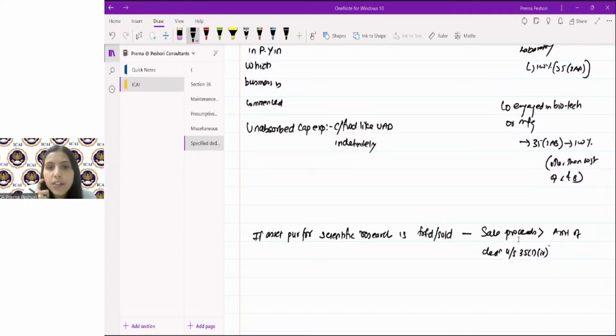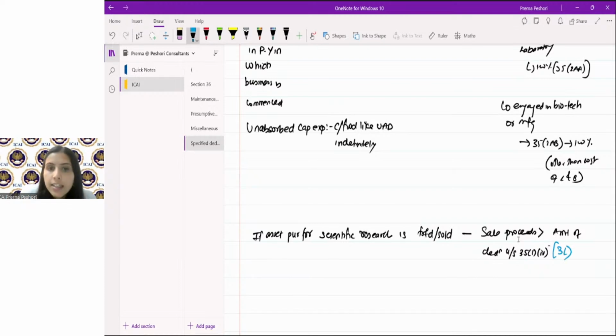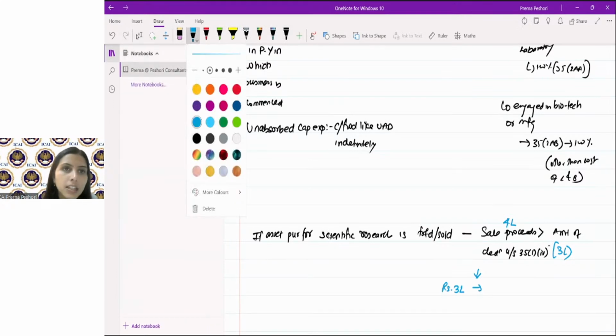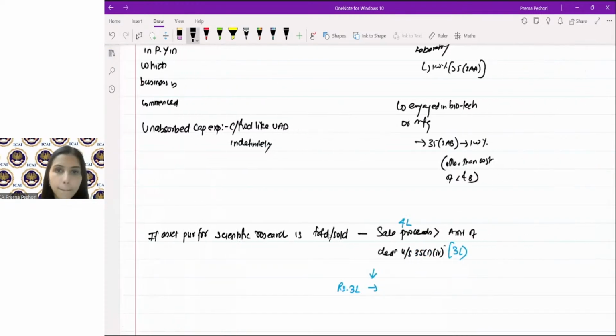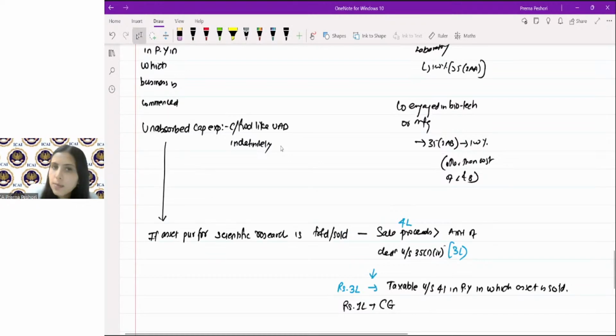So let's say, for example, the capital expenditure was 3 lakhs, and the deduction was 3 lakhs, right? Then if the asset is sold for rupees 4 lakhs, then the amount of deduction which is allowed, rupees 3 lakh, is taxable under section 41 in the previous year in which the asset is sold. Clear? So this is in relation to the capital expenditure, correct?